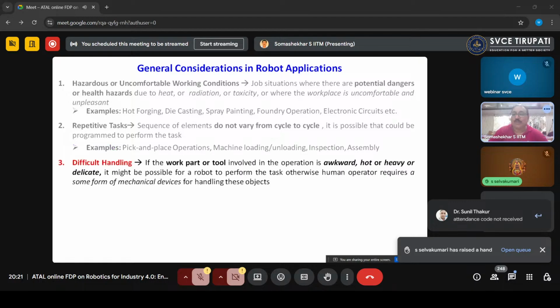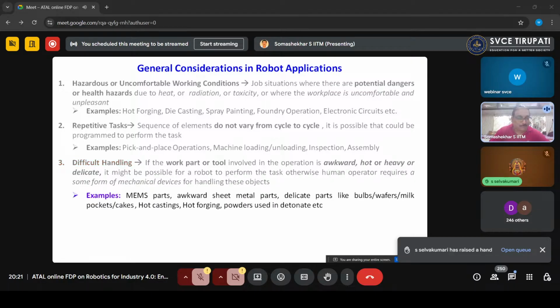Assembly is also the same. Wherever a large number of assemblies or a large number of component inspections are required, robots are best suited. Similarly, difficult handling: where the work parts are awkward, or hot, heavy metals you have to handle, or delicate parts like silicon wafers, at that time robots are best suited. Correct. Examples: metal parts, sheet metals, delicate parts like bulbs, wafers, milk packets, cakes, hot castings, hot forging, powders used for detonation. See now, robots are used for various applications.